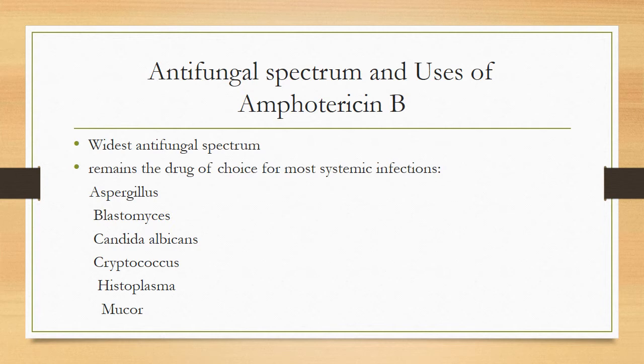Antifungal spectrum and uses of amphotericin B. It has the widest antifungal spectrum. It remains the drug of choice for most systemic infections like Aspergillus, Blastomyces, Candida albicans, Cryptococcus, Histoplasma, and Mucor.